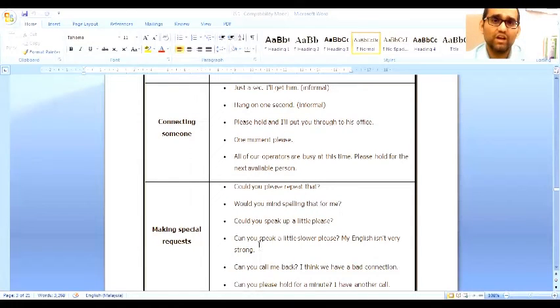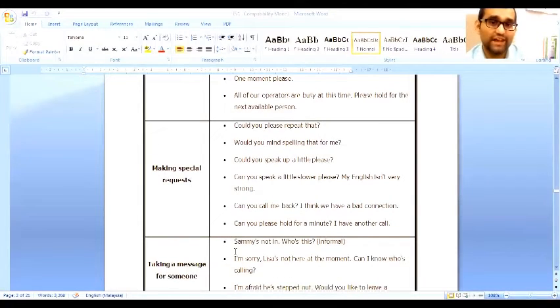Connecting someone. When you want to connect someone, you can use sentences such as, please hold on, or please hold and I will put you through to his office. Or maybe you can say, one moment please, right? That is the way.